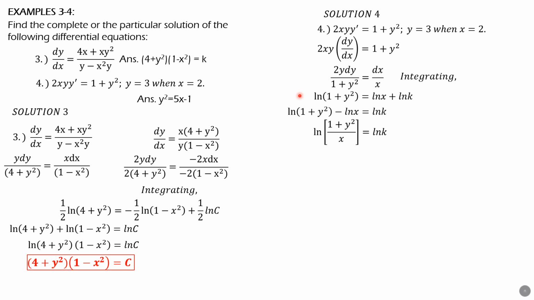So 1 plus y squared equals kx, and since when y is 3, x is 2, 1 plus 3 squared equals k times 2. This is 10 divided by 2, so k is 5. Substitute into this equation and we get the particular solution: 1 plus y squared equals 5x, and rearranging, y squared equals 5x minus 1, which is a parabola opening to the right. So that's it for this part 1 of differential equations.